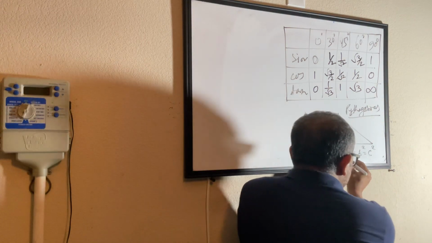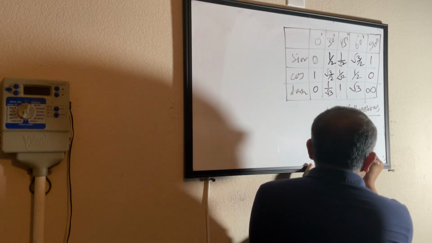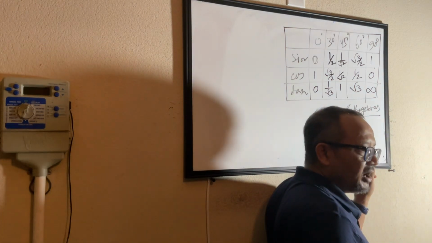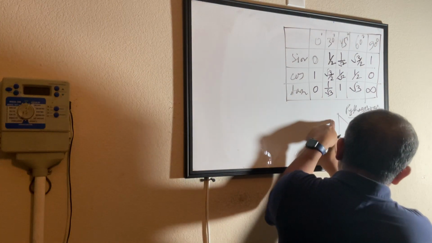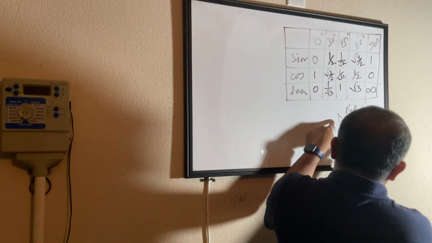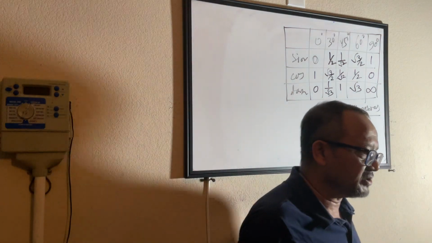And what are this a square and b square? For this right angle triangle, the two sides which are making that angle of 90 degrees are a and b. And this theorem says the sum of the squares of the two sides making 90 degrees is equal to the square of the third side, which is called the hypotenuse.